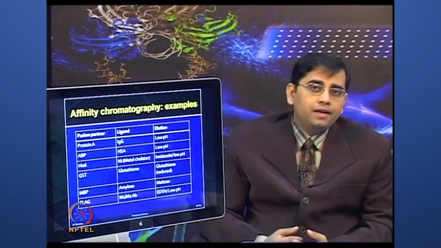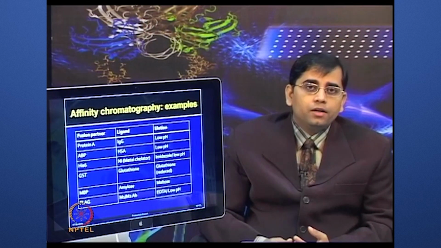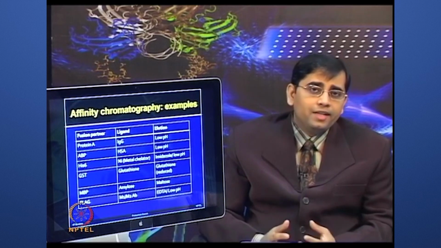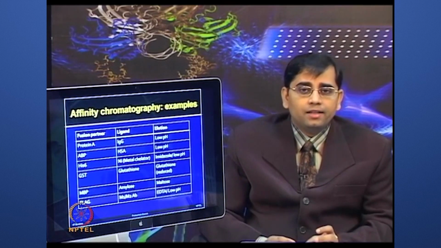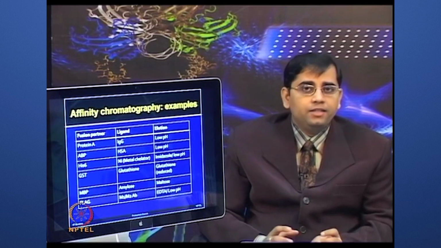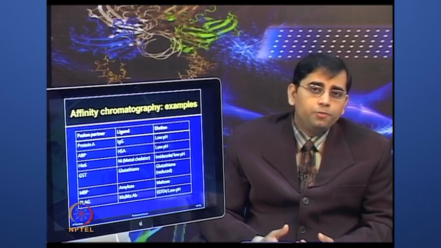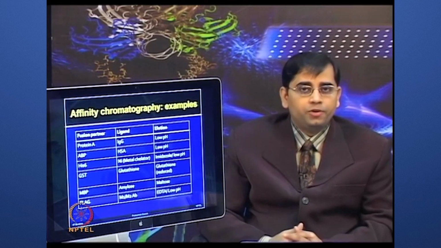The matrix containing protein A is used for IgG purification. In this case, protein A recognizes the Fc region of IgG, and this interaction is used for protein purification using affinity chromatography.